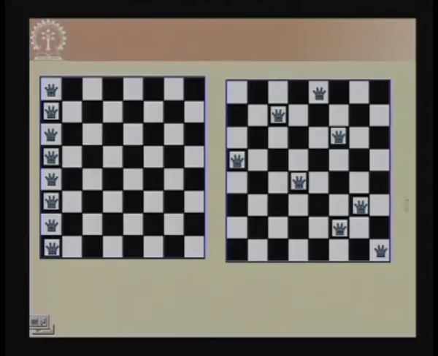Now, this is an intermediate state for this formulation. At this intermediate state also, we can take one of the queens and move it around. Okay. So, this is one formulation of the 8 queens problem.